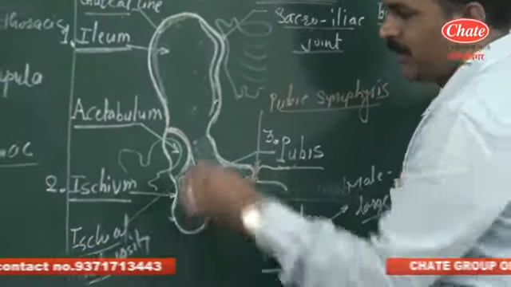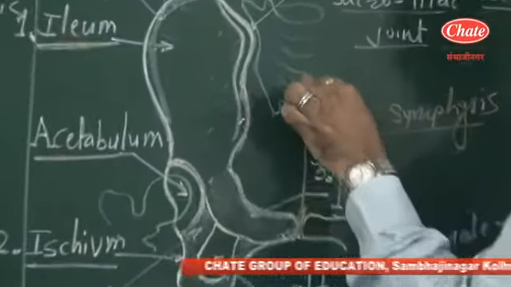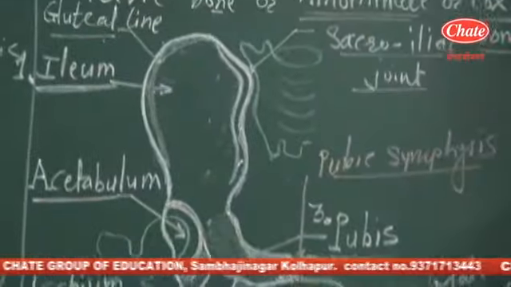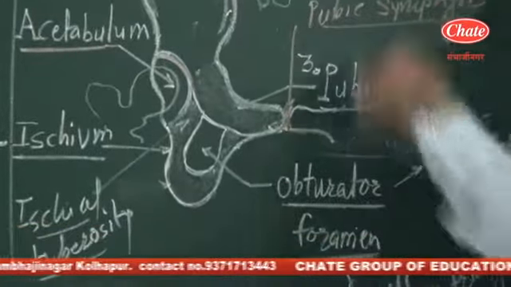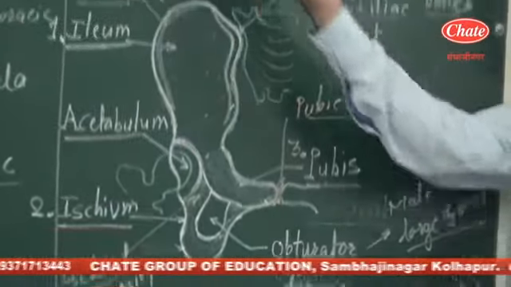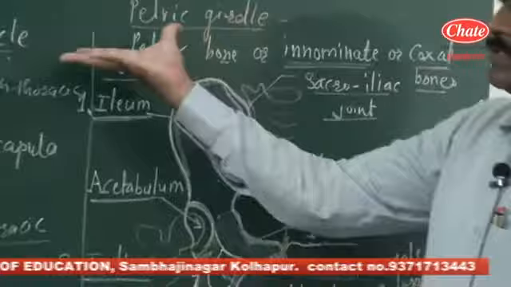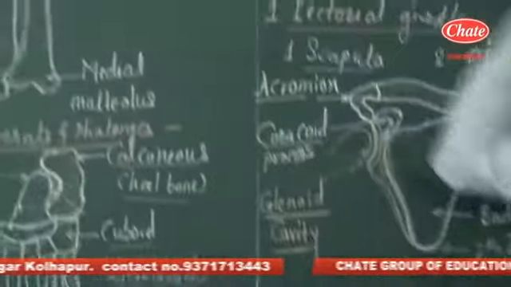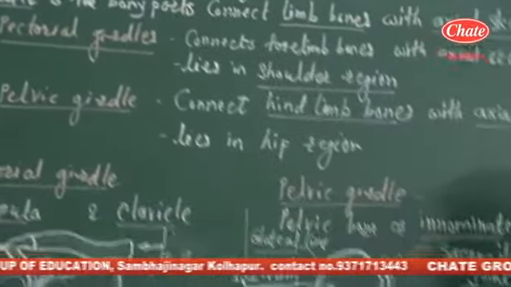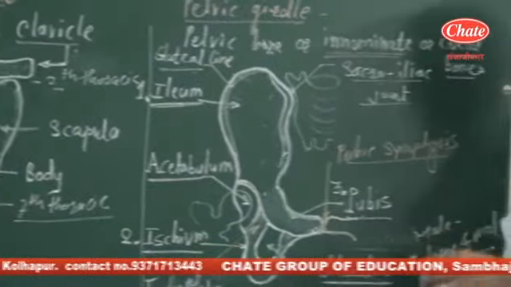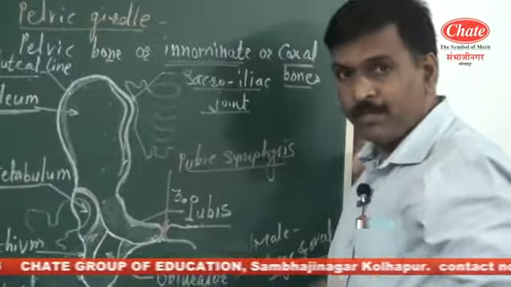So the acetabulum is the cavity present in the pelvic bone, while the glenoid cavity is present in the pectoral girdle. So these are the girdles. There are two girdles, pelvic girdle and pectoral girdle, the girdles which connect the limb bones with the axial skeleton. In this way we complete the human skeletal system. Once again I will repeat it.